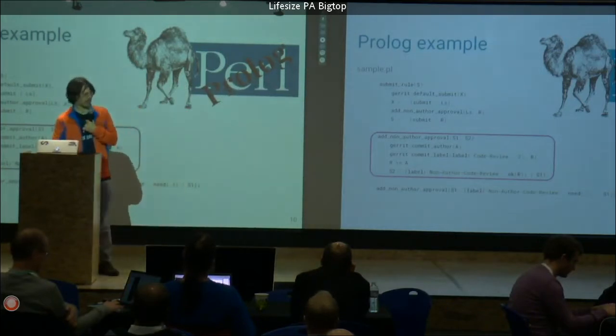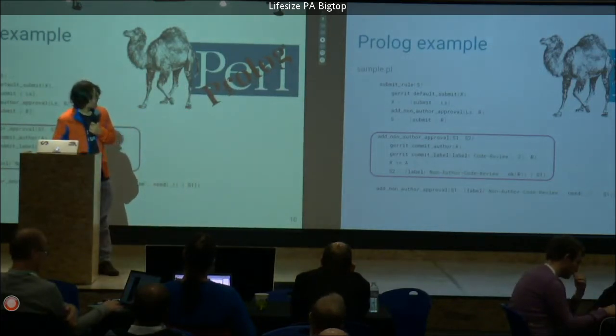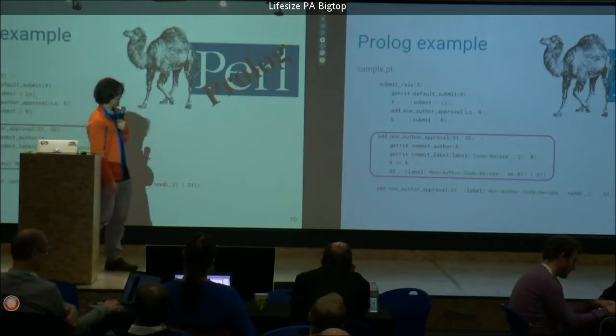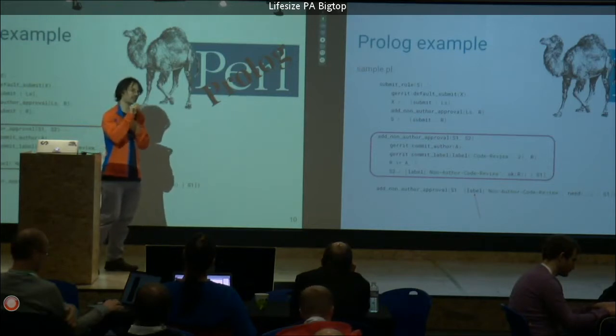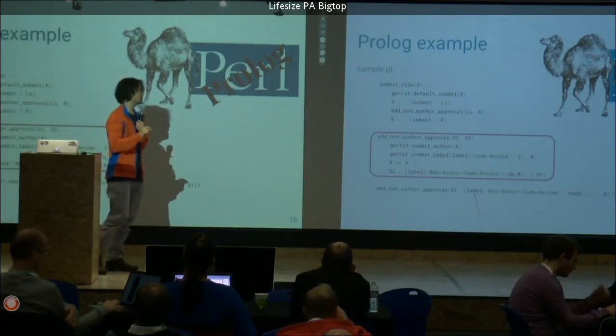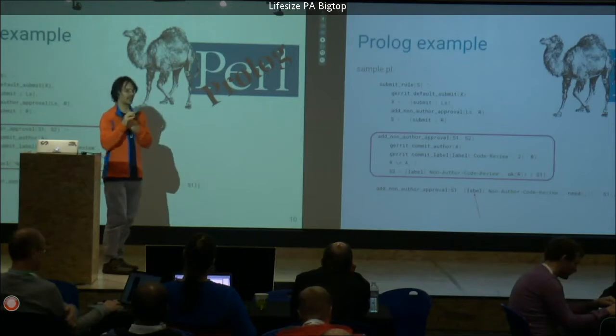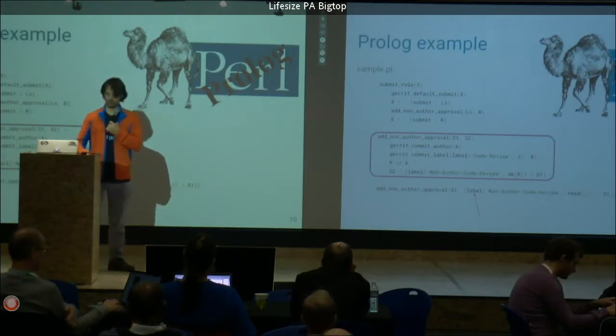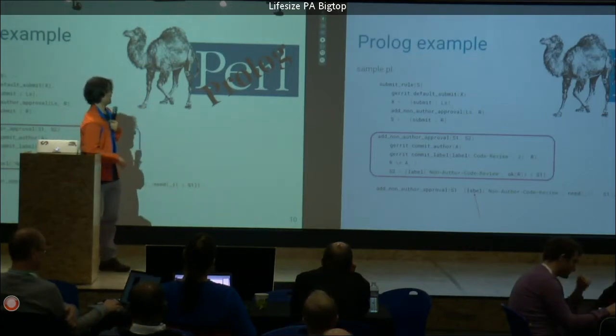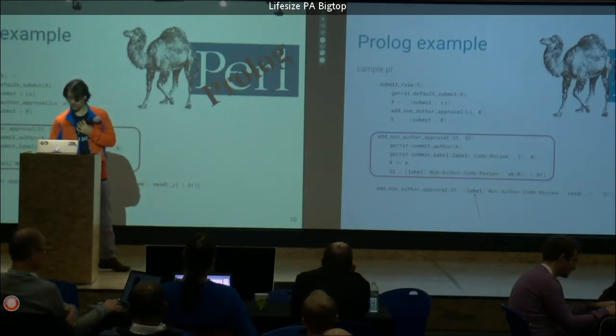So this is quite arcane. And it has also something annoying, which is that something that is not actually a thing you can vote on, the non-author code review, is actually encoded here as a label. So it makes the UI kind of awkward.